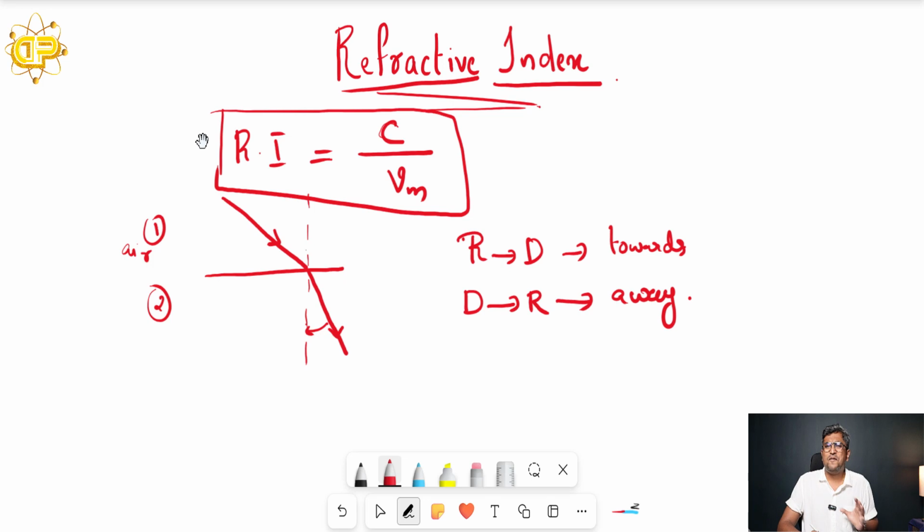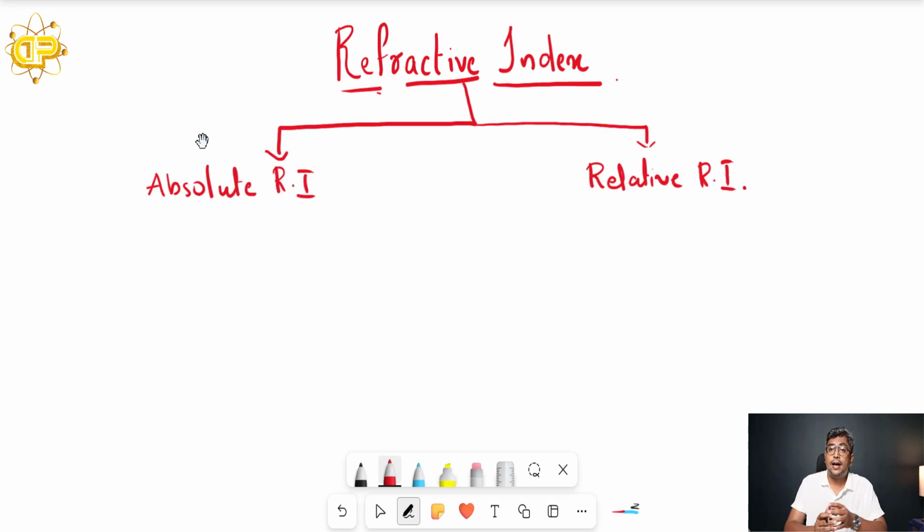Let us find what the different types of refractive index are. There are mainly two types of refractive index: absolute refractive index and relative refractive index. What is the difference between absolute refractive index and relative refractive index? Let us see.